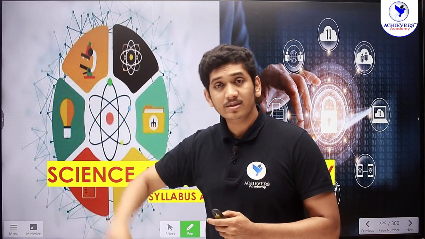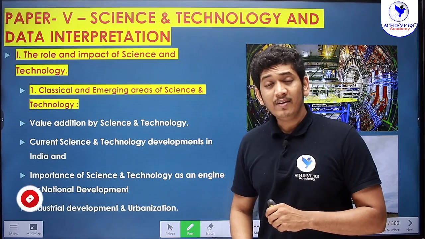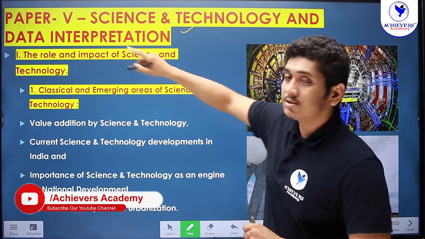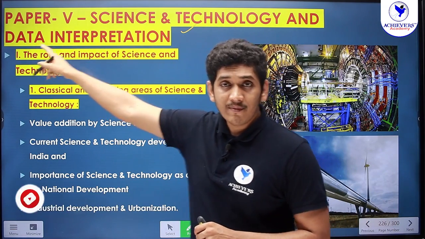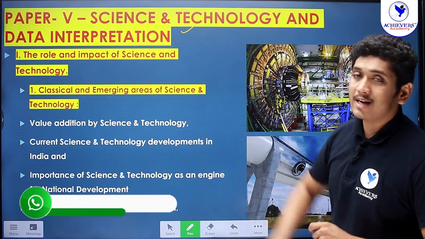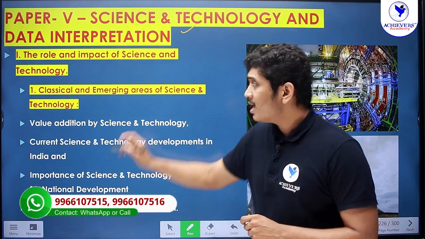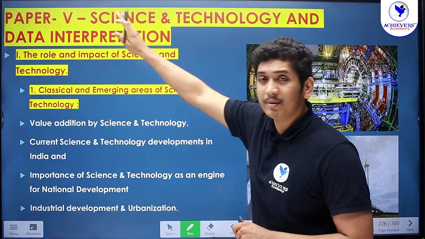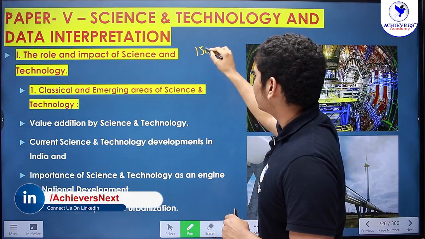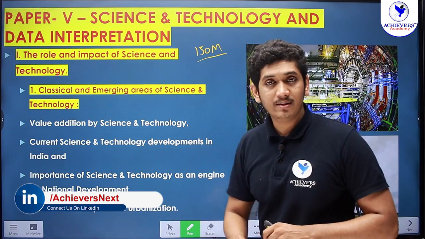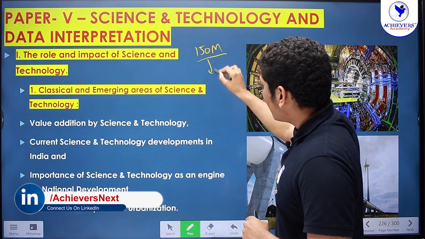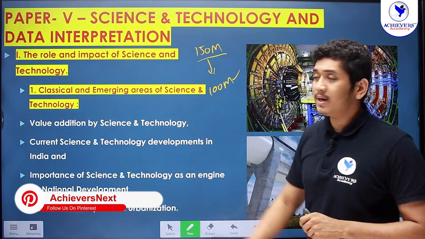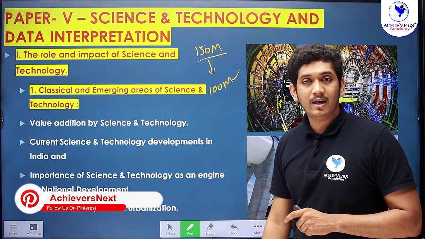So first, let's see which part of the paper this science and technology belongs to. In the TSPSC Group 1 mains, science and technology belongs to Paper 5, which is called science and technology and data interpretation. This whole paper carries 150 marks. Of these 150 marks, 100 marks belong to the science and technology topic, and the next 50 marks belong to data interpretation.